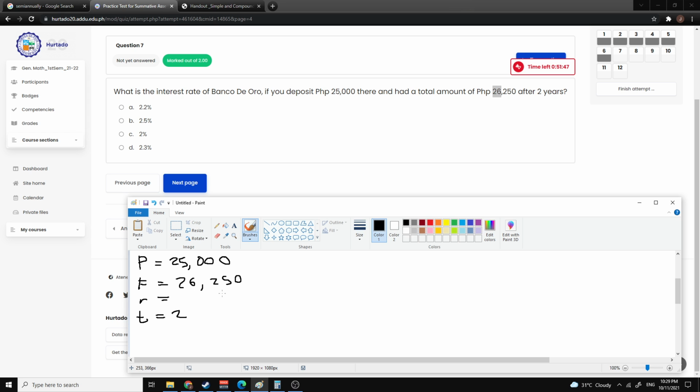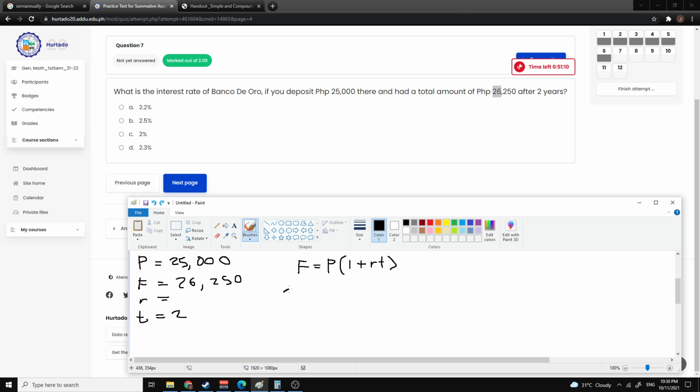And now what else is there that we have to calculate for? So we need to find the interest rate. We're going to be using the maturity value formula for simple interest. So it's going to be this formula again. The future value is going to be equal to P times 1 plus rt. Those two are multiplied together.